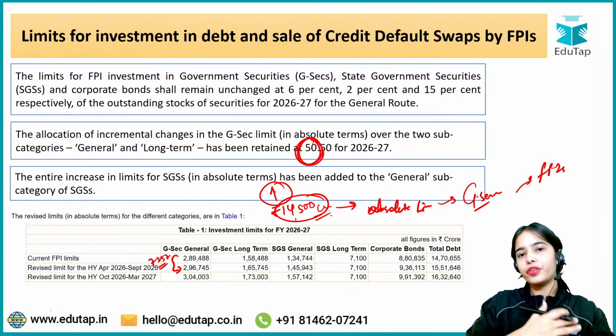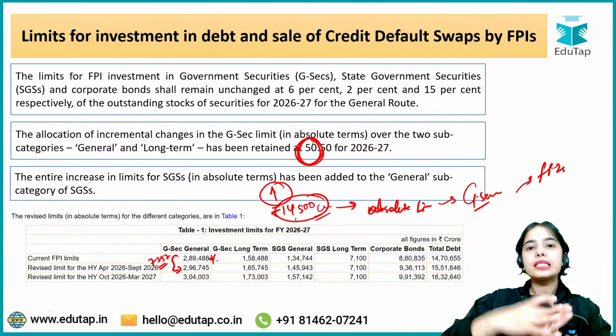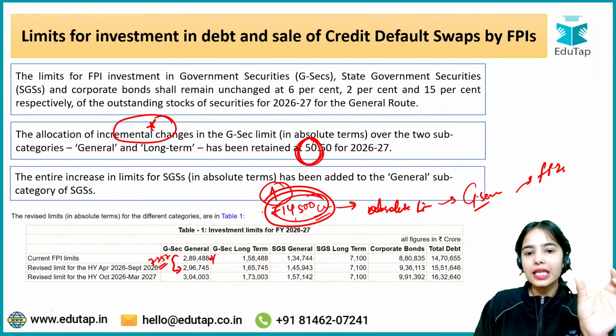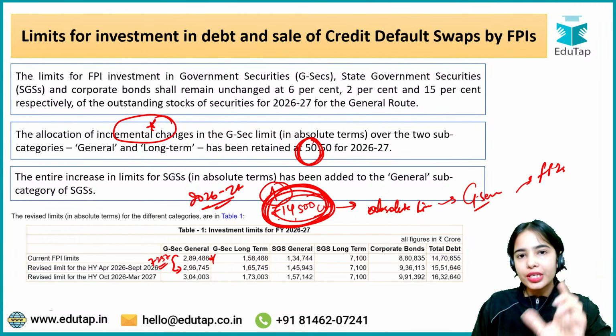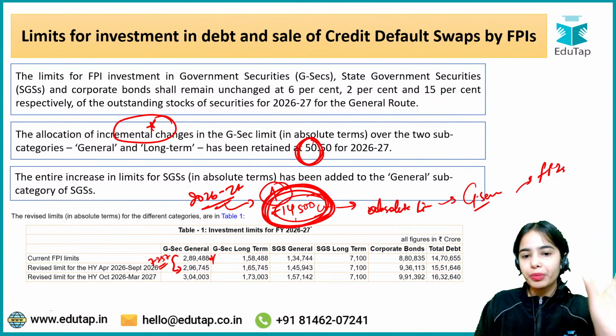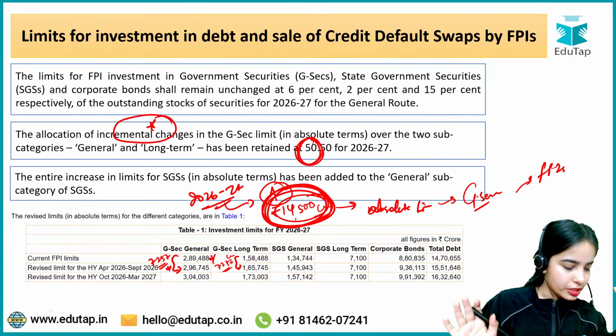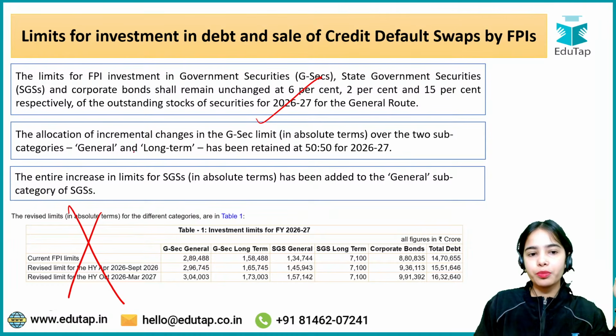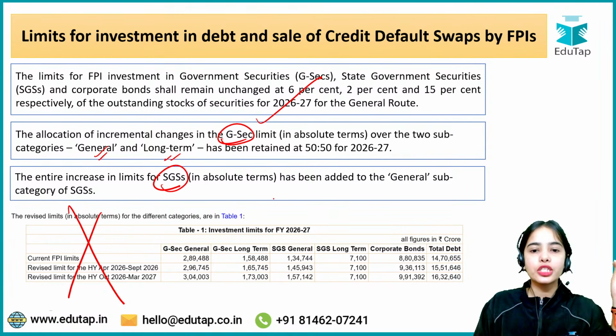Okay, because the previous value of the government securities is there, but the increase that is going to happen in the government securities in 2026-27, from the incremental changes, this new government securities, half should go for the general investors, and half, that is 7,257 crores, should go for the long-term investors. Any confusion? No, you don't have to remember the absolute numbers. Percentages are important. 50% for the general, 50% for the long-term investors. For the government securities, this is important. For the state government securities, only the general limit.